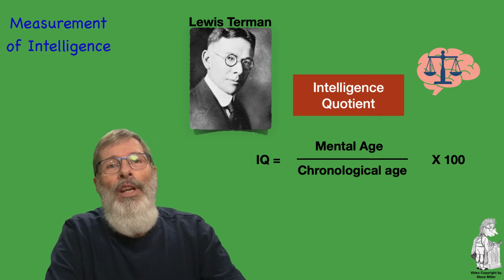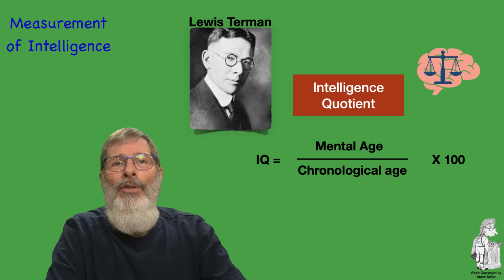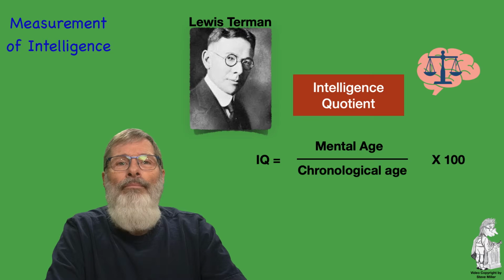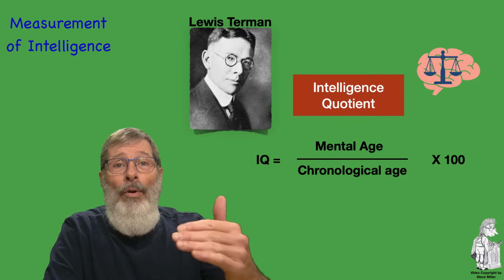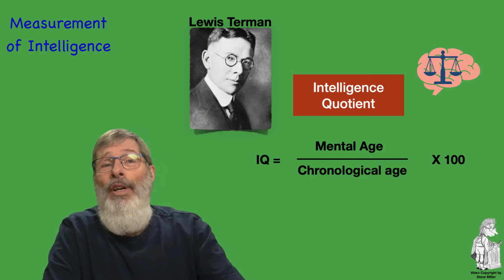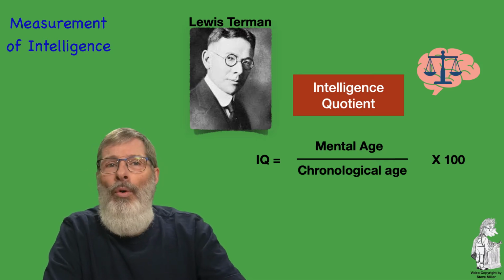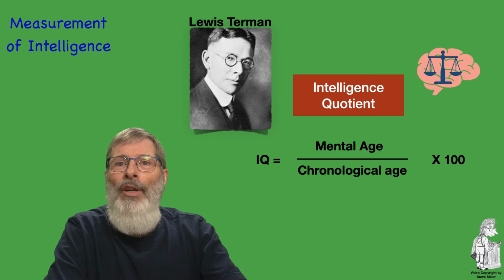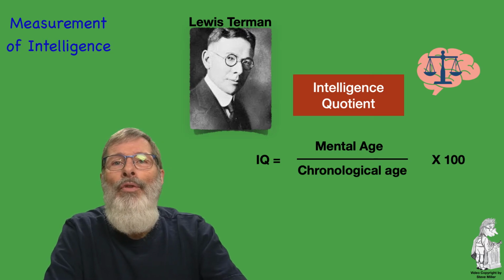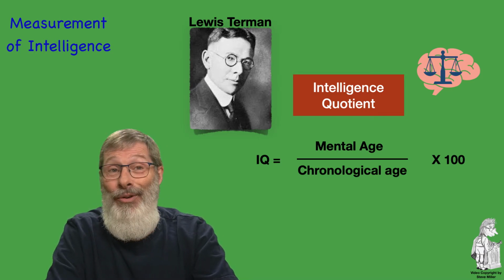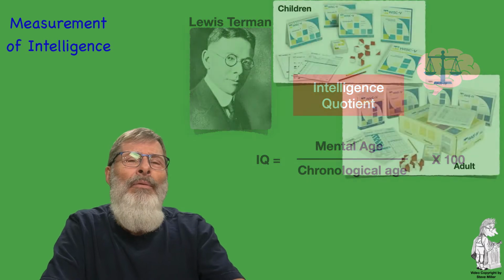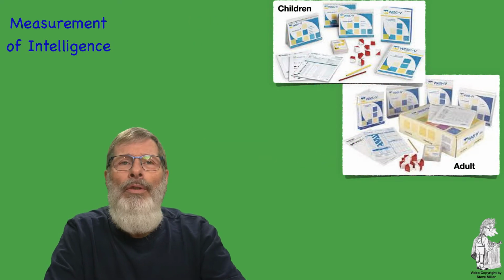IQ reflects the relationship between a child's mental age and their actual chronological age. You'll see, IQ is the mental age over chronological age times 100, and that produces a score. Today's IQ scores are derived by comparing results to those of other people in the same age category.